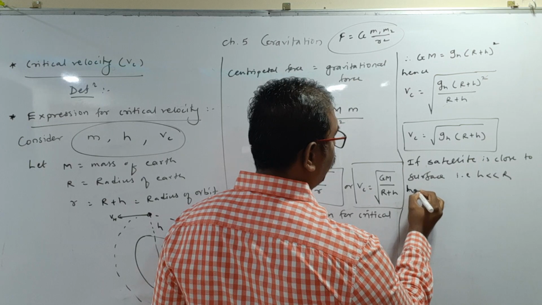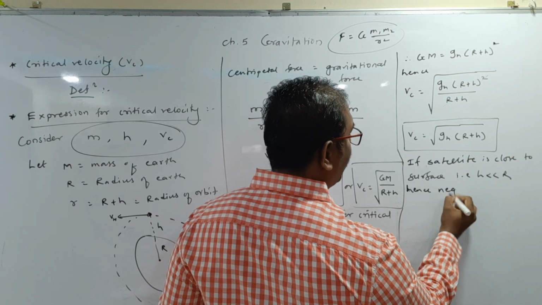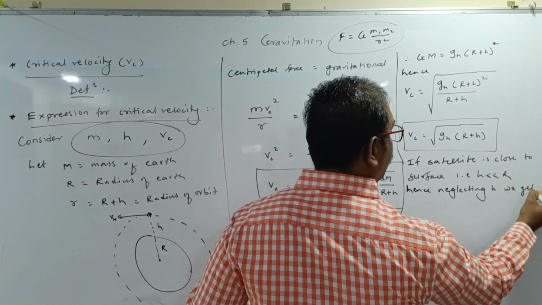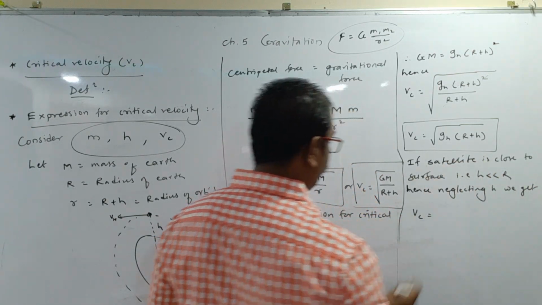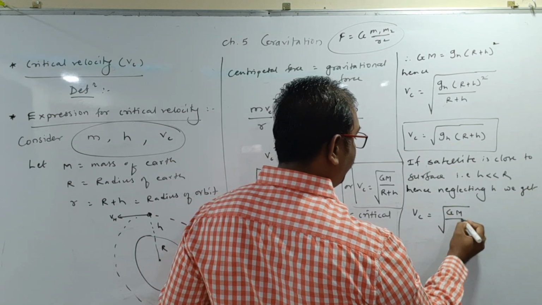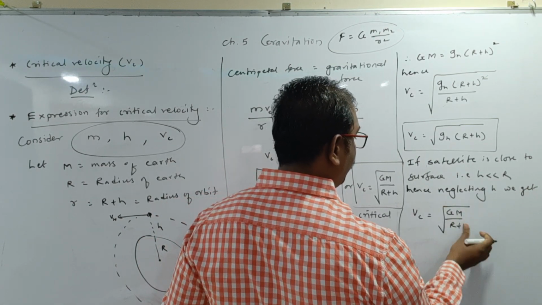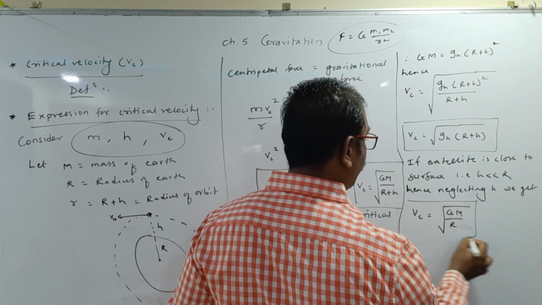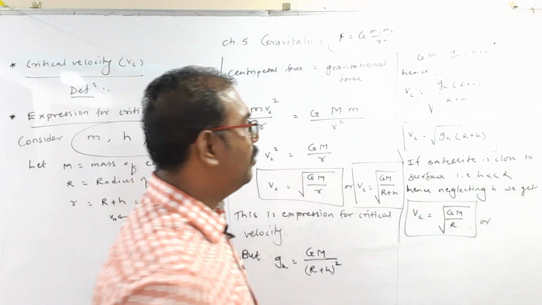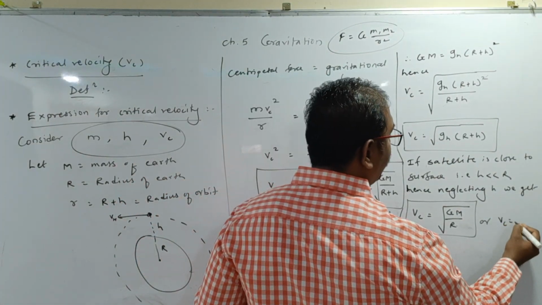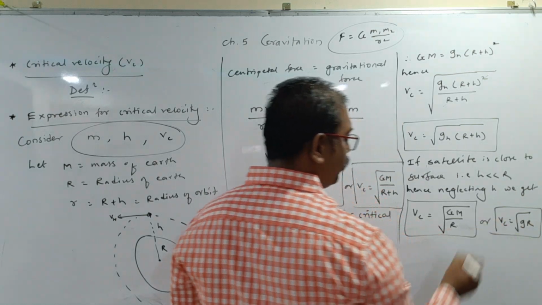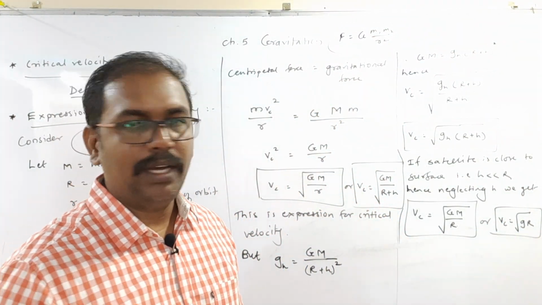Then we can neglect height. Hence, neglecting h, we get, now what do we get? We get critical velocity is equal to, by this, we can write under root GM divided by r. Now h we are not taking. And if I use this formula, then we can write critical velocity is equal to under root g into R.